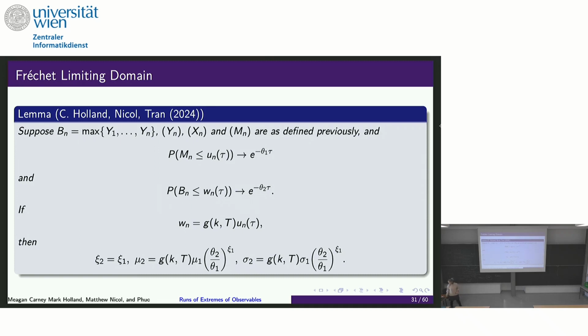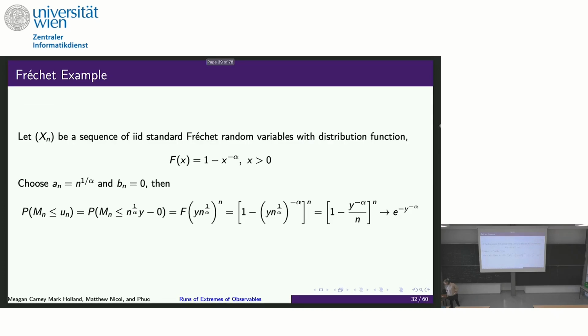Results for the minimum. This isn't really fair because it's an example in the IID case, but it gives us some motivation for our educated choice of An and Bn. And that's just that if we have Xn, some sequence of IID standard Frechet random variables, and we choose An and Bn in this way, then we end up with a Frechet limiting distribution. So this just provides the motivation for the An and Bn that we choose in the next slide.